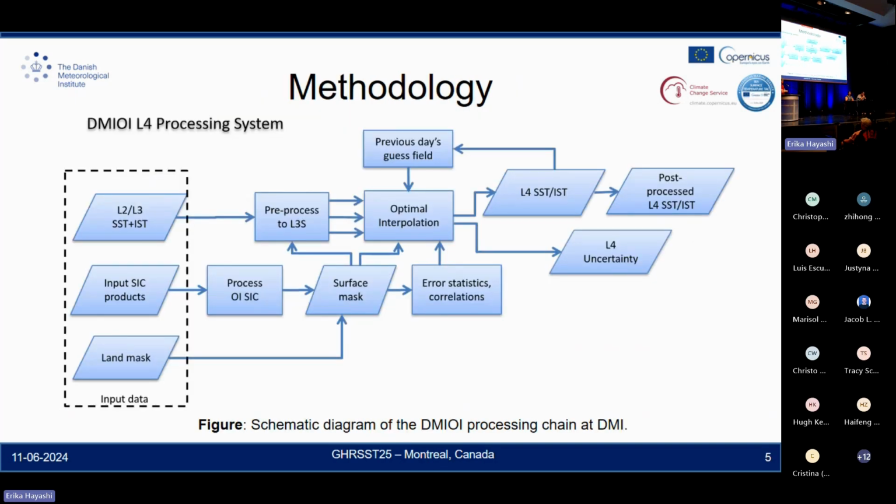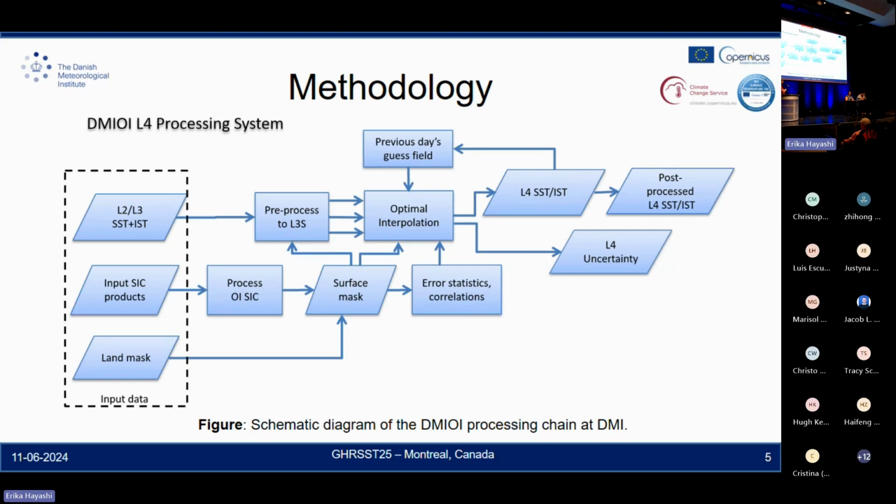Very quickly, a schematic overview of the methodology, and this is somewhat similar to what I showed yesterday for those of you who followed that presentation. Essentially, we've got level 2 and level 3 uncollated input data. We also have a series of sea ice concentration products as input, and our landmass, and this comprises all of our input data.